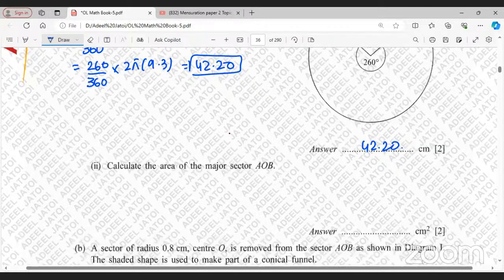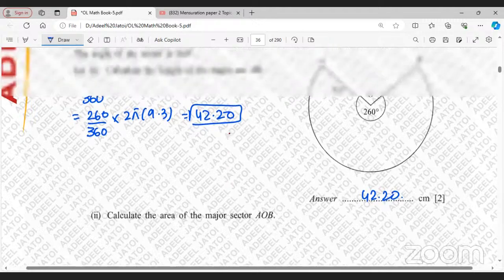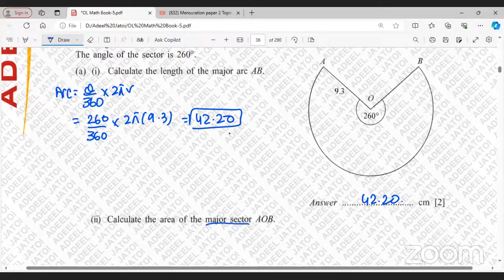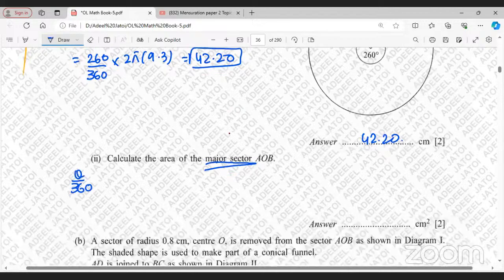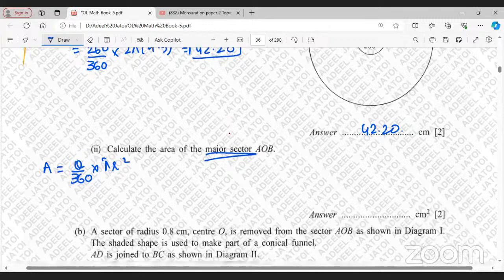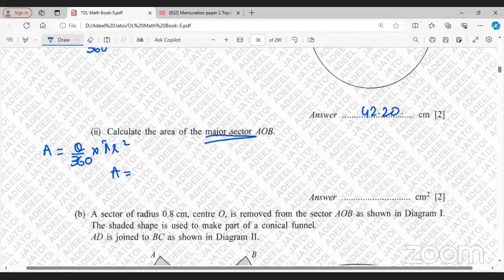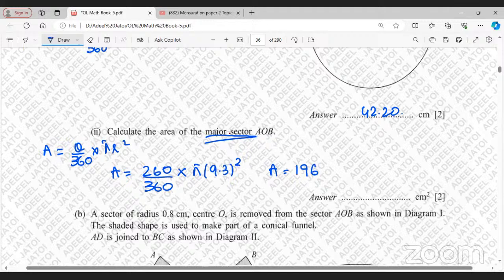Calculate the area of the major sector AOB. So the formula of the major sector is theta upon 360 into pi r square, right? Theta upon 360 into pi r square, which will be 260 is the theta, upon 360 into pi, 9.3 square. So the area is 196.2.